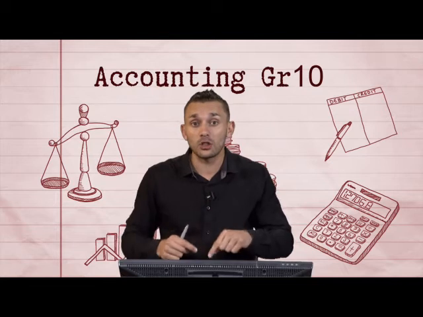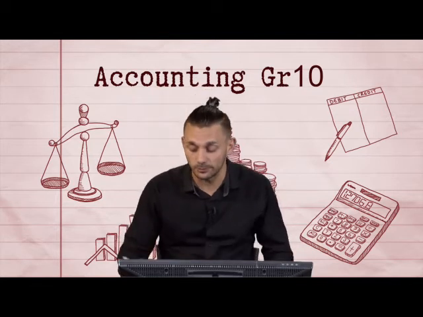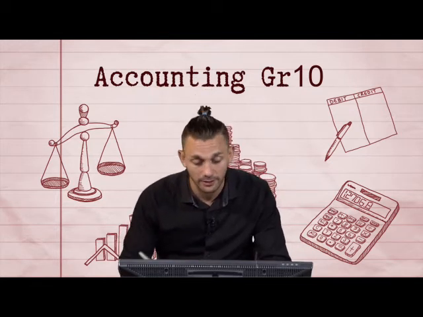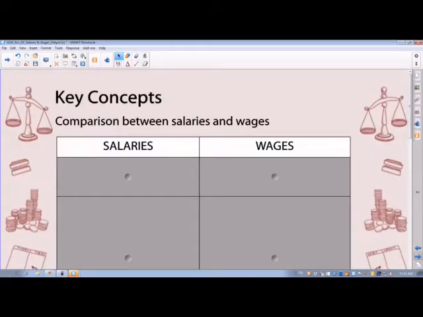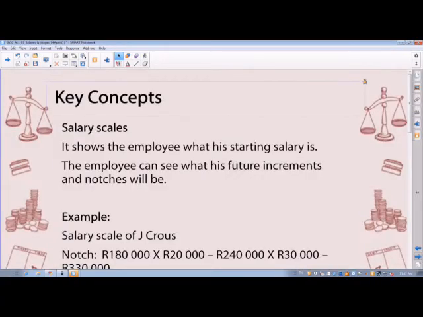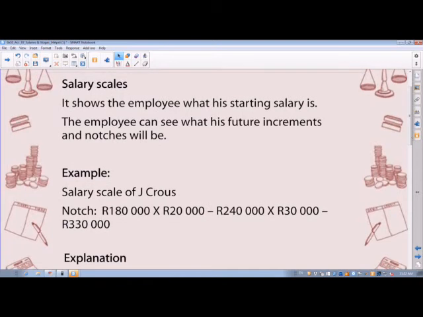So what we're going to look at now is a salary scale. So I'm going to give you an example. Let's look at the very first one. Skip that one. A salary scale. It shows the employee what his starting salary is, and also shows what future increments or increases he'll have, and at what notch it will take place.